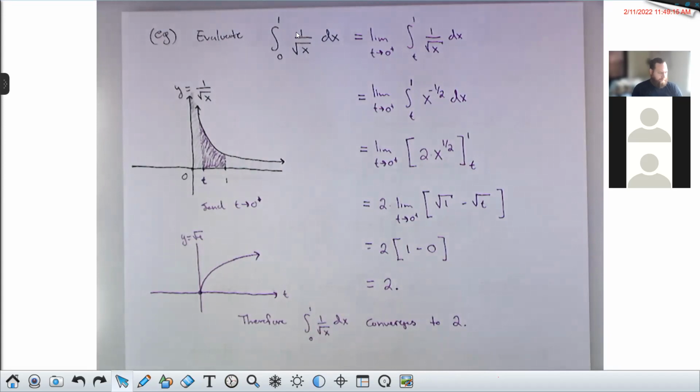Okay. So we said that this is technically a type 2 integral. We haven't formally defined what type 2 integrals are, so let me go ahead and do that.